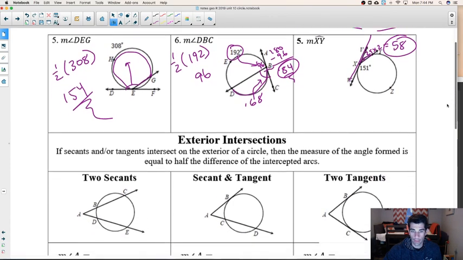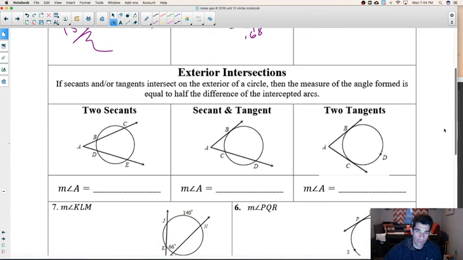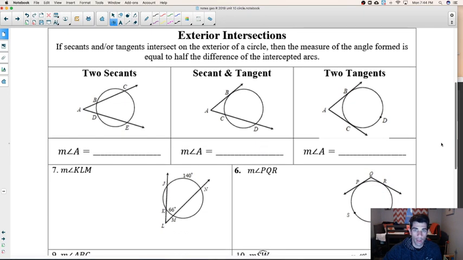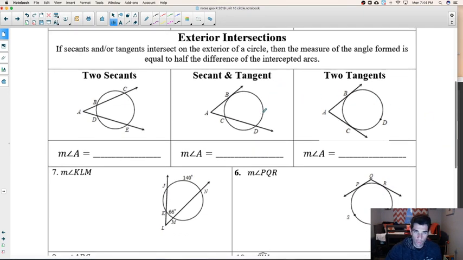All right, now here's a couple of, again, similar questions. But now, instead of those lines intersecting inside of the circle, we're going to intersect outside of the circle. So here are three examples, two secants, and they hit right there at angle A. Here's a secant here, hits in two spots. Here's your tangent hitting one spot. There's your angle right there. And then here are two tangent lines that hit right there.